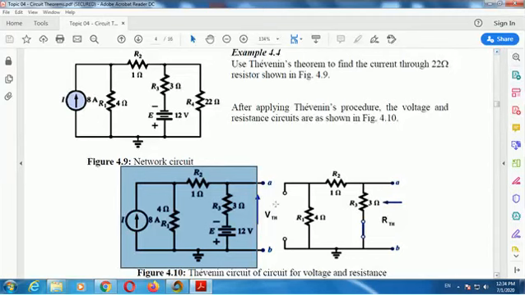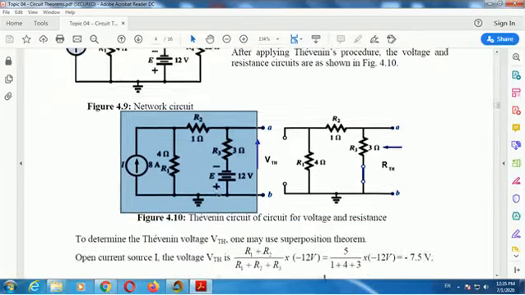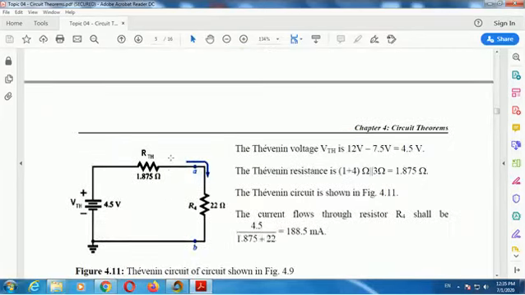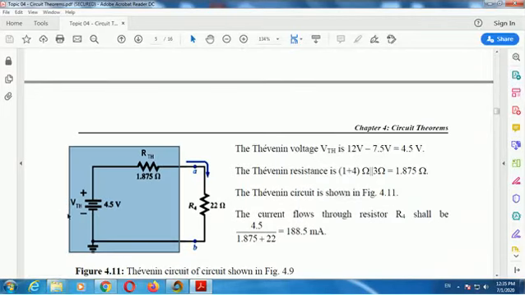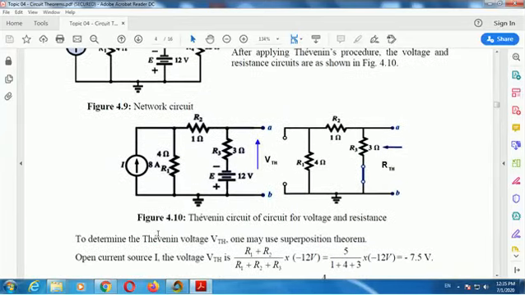Then for this part we find VTH and RTH, the Thevenin voltage and Thevenin resistance. We reduce this part to a single voltage source with a series resistance, then join back the 22 ohm and then find the current. Okay, this is the Thevenin theorem.